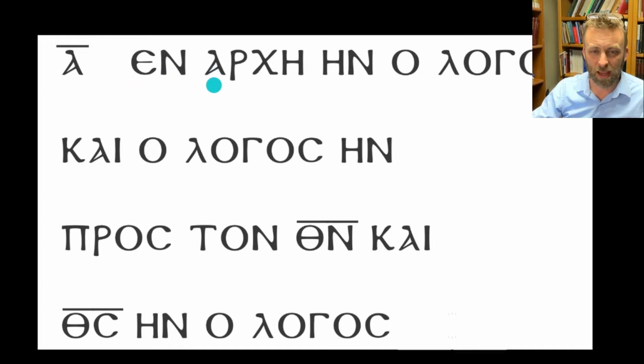So N, and then we get alpha, rho, chi, eta. Remember eta and H. Okay. Archi, archi, N, archi. And then we get eta, nu. Eta, nu. And archi in o. And then lambda, omicron, gamma, omicron, sigma. Notice that the sigma here is written like a C. Okay. All right. But that is a sigma.